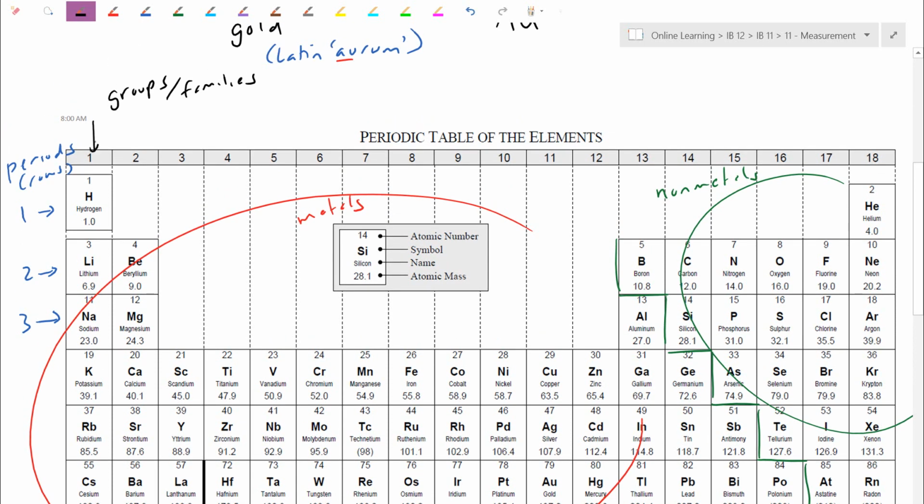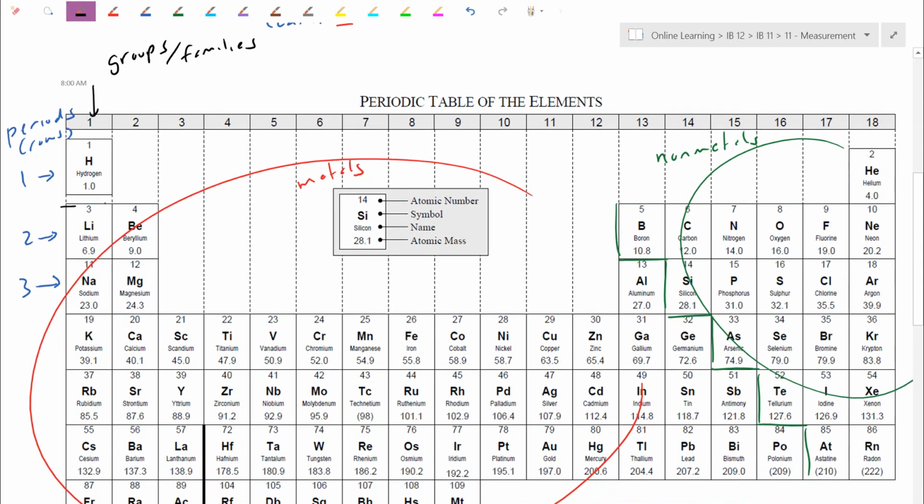So pretty much all of group 1, with the exception of hydrogen, all behave the same. Group 2 all behave the same. They were look-alikes, so they were pretty much identical. IB does prefer this sort of counting as well: groups 1 all the way through 18. 18 would be our noble gases.